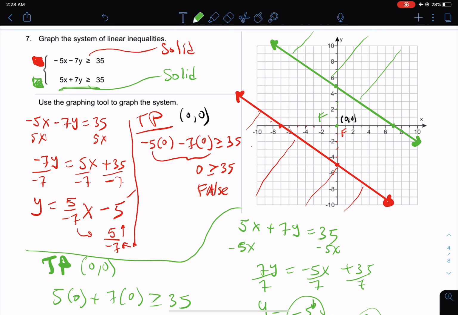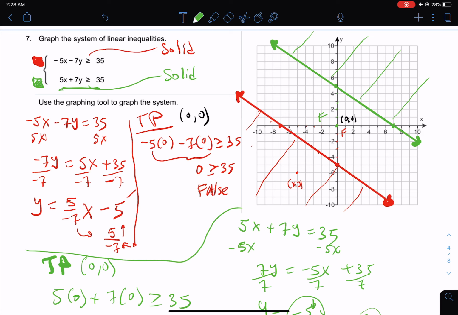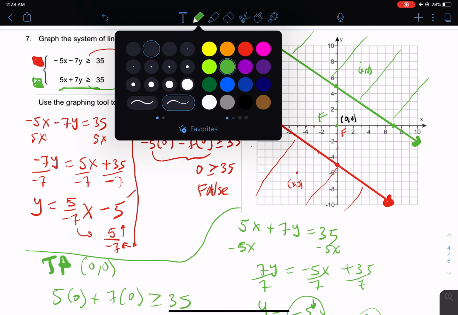Now, the problem here is I'm looking for the x's and y's that will work for the red. The points that work for the red are all the x, y's down here. Even the points on the line will work for the red. At the same time, I need the same points to work for the green. And the points that work for the green are way over here. So these two sets are mutually exclusive, or they do not have any overlap. So you don't have double shaded. So there's no solution. The answer is no solution.